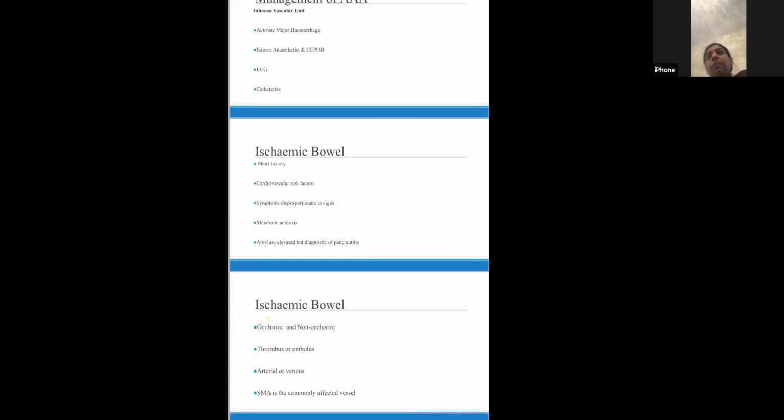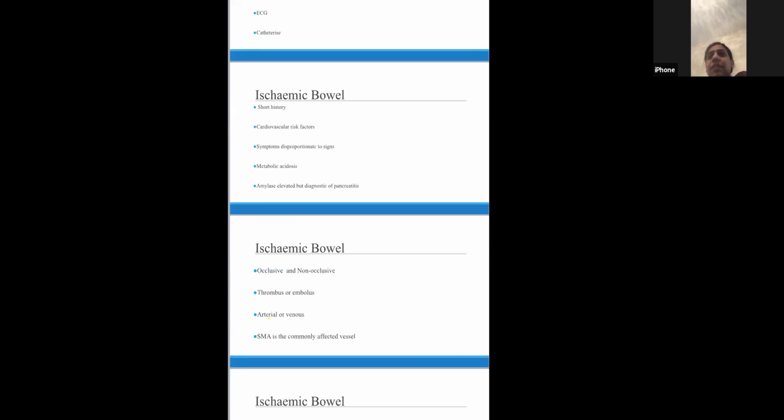Now we know that the blood supply to the bowel can get affected because of various reasons. It can be arterial, it can be venous, it could be a thrombotic or an embolic phenomenon. And interestingly, the superior mesenteric artery is the most common vessel that can get affected. I'm not going to go into the details of the anatomy, but the way the SMA comes out of the aorta makes it more prone to develop any clot, whether it's a thrombotic or an embolic event.